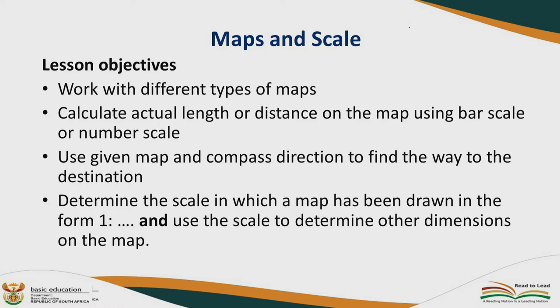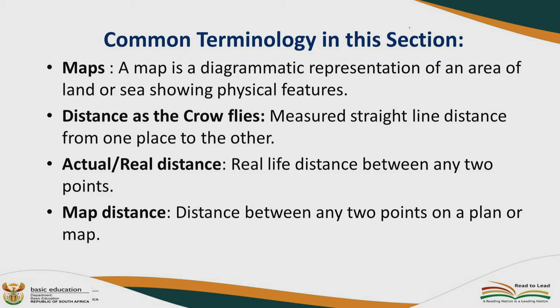Before we go into the section of maps and scales, we must first discuss the terminology that we are going to come across as we work with this topic, in order for all of us to be on the same page. The first word is maps. What is a map? A map is a diagrammatic representation of an area of land or sea showing physical features. Take note that a map does not only represent large areas, but you can also have a map of small areas. You can have a map of a school, a map of your street, a map of a town, a province, or a country. A map does not always mean a small area, but it can also represent large areas.